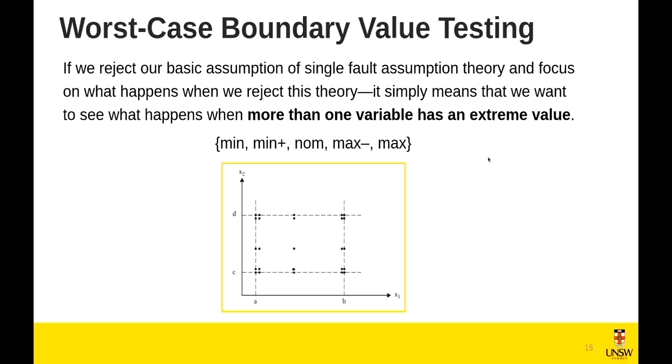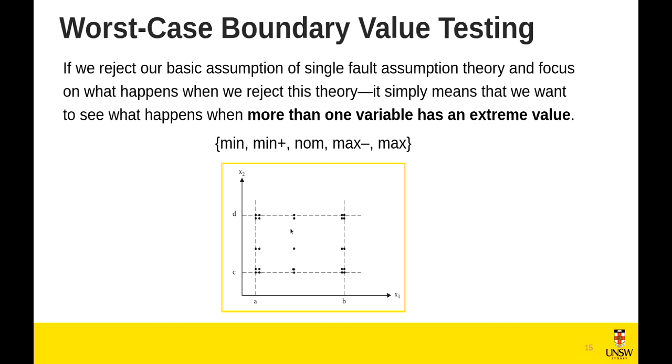if we remove the restrictions of only allowing one parameter or one variable to take the extreme value, we are actually occupying the corners here. So this worst case boundary value testing means that we can allow both values to take the extreme, to be close to the boundary.